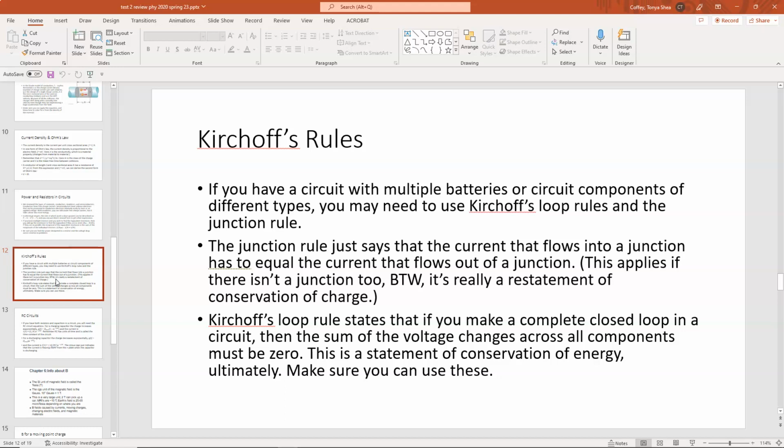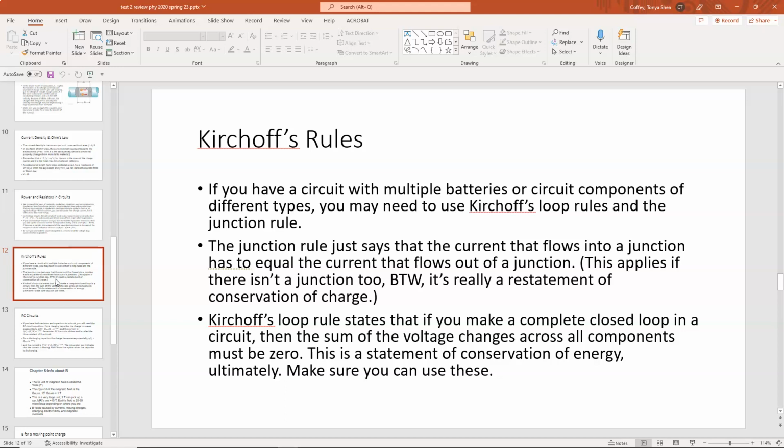The junction rule says that the current that flows into a junction has to equal the current that flows out of the junction. This implies that there's no charge buildup at a junction as well, by the way. It's just really a restatement of the conservation of charge. You can't create or destroy charge, so if it goes in, it has to come out.